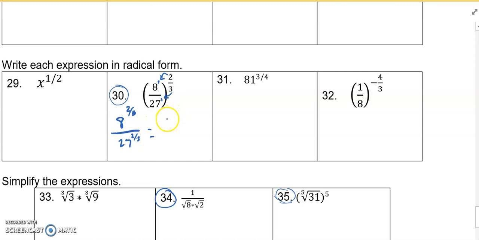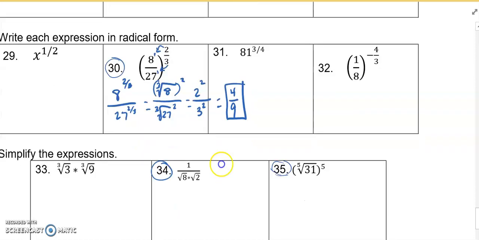8 to the 2/3 really means the cubed root of 8, and then I'll apply the squared, over the cubed root of 27, and then I'll square it. So that'll give me 2 squared over 3 squared, which is 4 over 9. If you can simplify, then go ahead and go as far as you can.